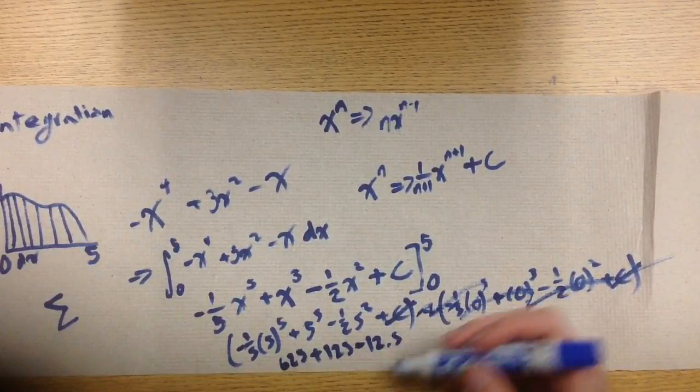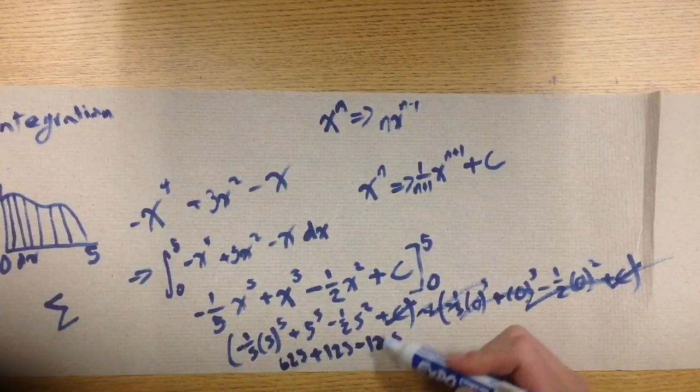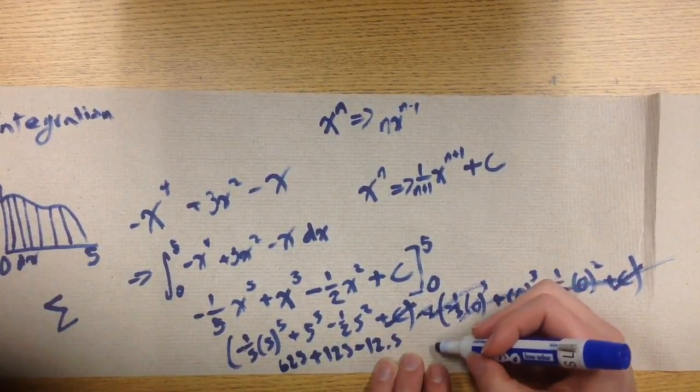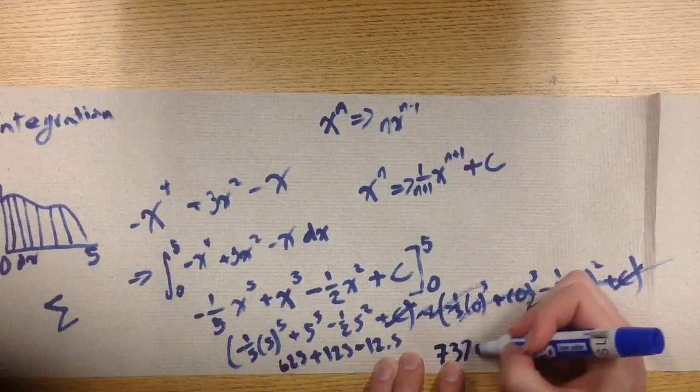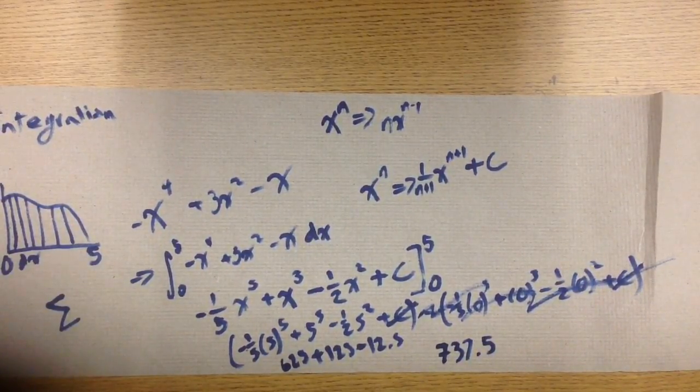So this problem gives us 125 and 625 is 750, minus 12.5 is going to be 737.5. That's going to be the area under our curve here. So that's all we're going to be talking about today.